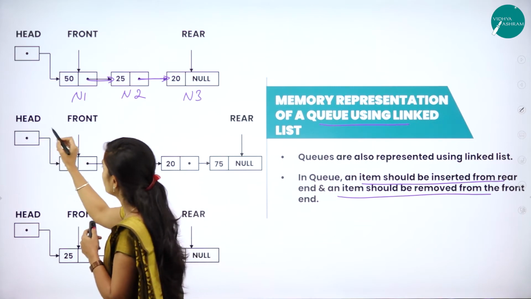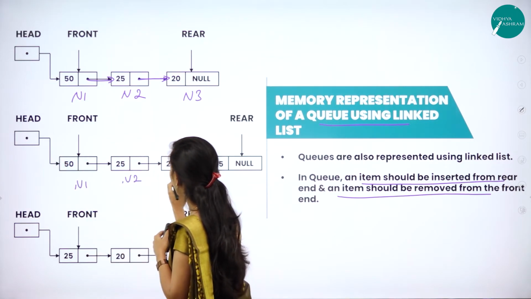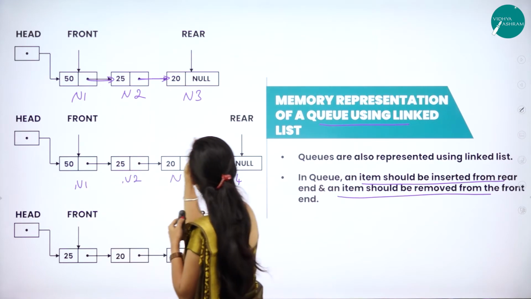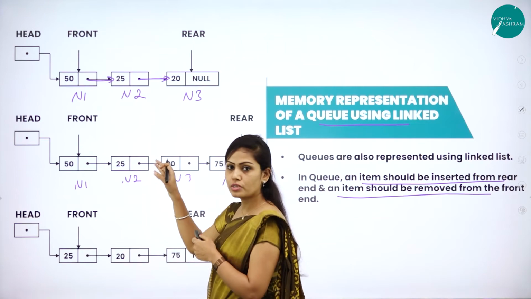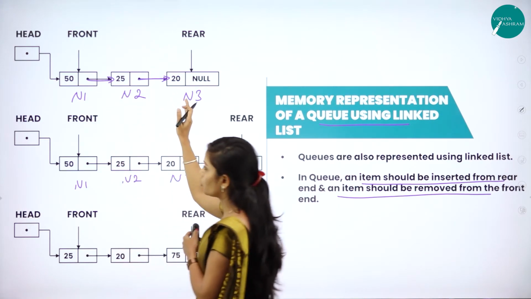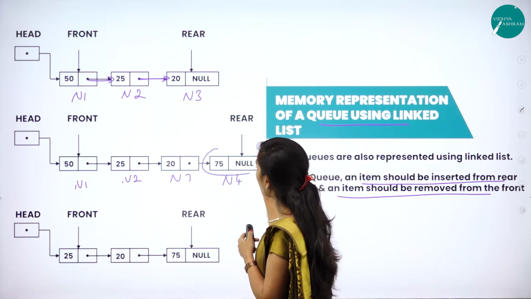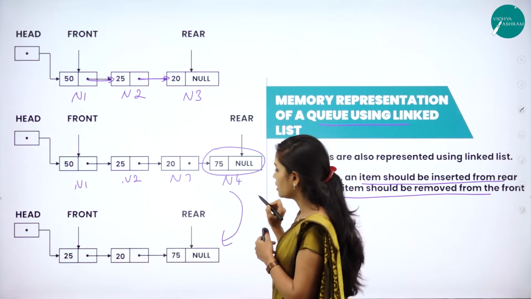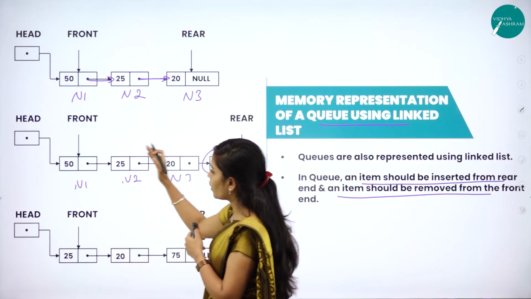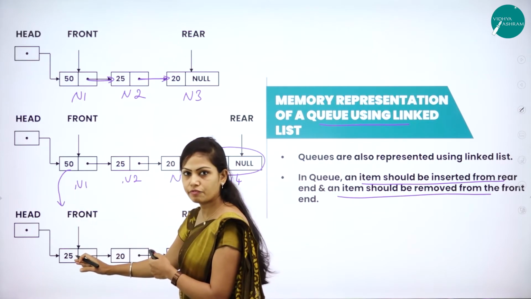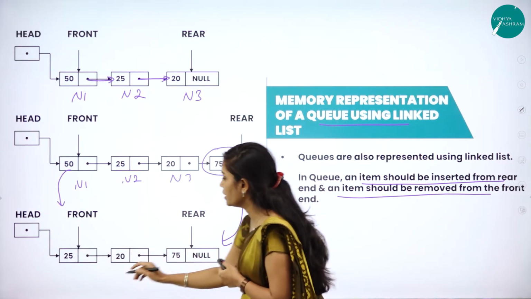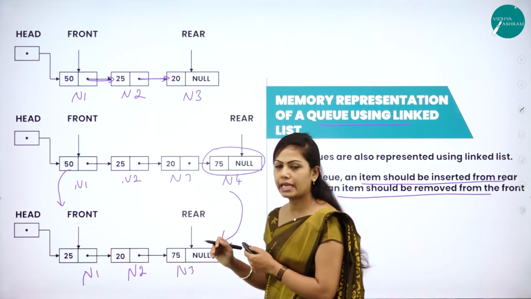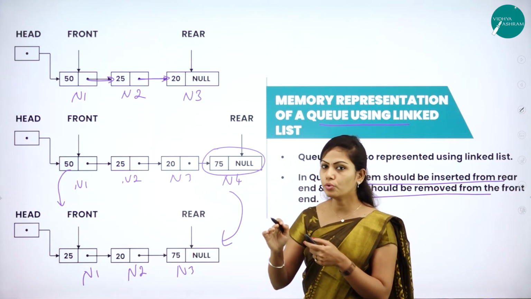Here head is connected to the first node, node 1, node 2, node 3 and node 4. Here we have 4 nodes, so front is node 1 and rear is node 4. You can observe these two examples. In the first example I have only 3 nodes. In the next example I have added one more node, node 4, by inserting 75. In the third example, I have deleted one element, 50, the first node, and we have 25, 20 and 75. This is node 1, node 2 and node 3, so front is N1 and rear is N3. This is the memory representation of a queue using linked list.